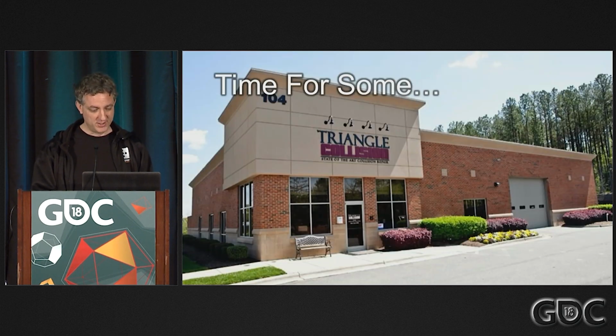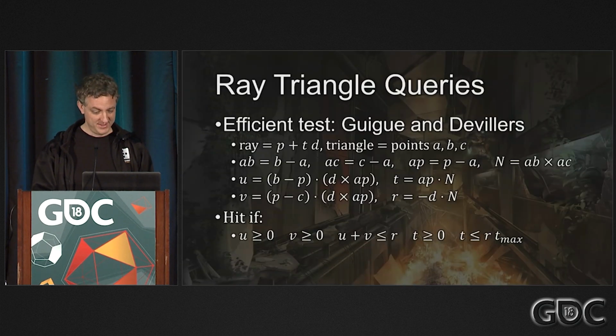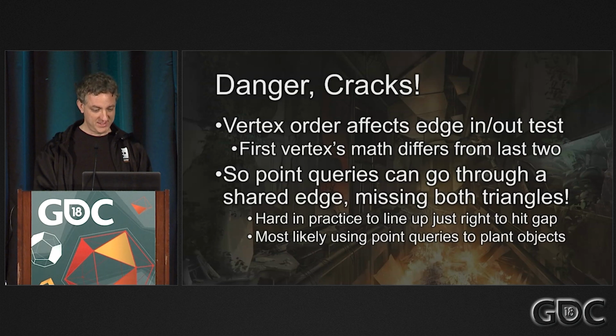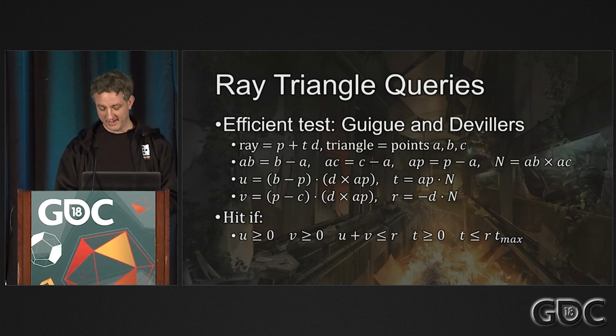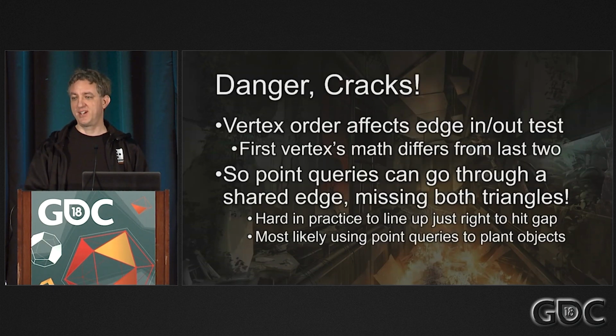So now we need to do triangle collision. Some more math. Here's an efficient test by these guys whose names are cool. And there's one problem with it. It can have cracks. If you look at this, vertex A is treated differently than vertices B and C. And that means that the order of vertices can affect the results of any edge test, whether or not it exactly passes an edge test or not.